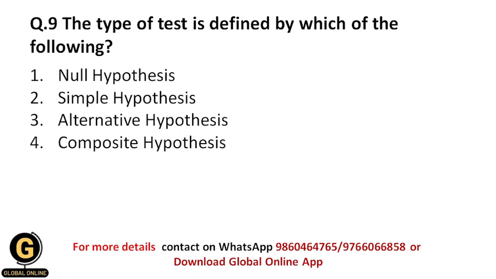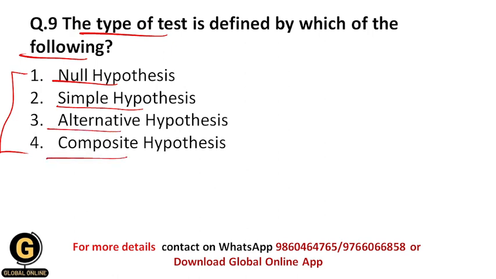The type of test is defined by which of the following? So from which of the following hypothesis types is the type of test defined? Type of test means what kind of test you are going to do in your whole research process is defined, and as well what kind of variables there will be, what kind of relationship between the variables there will be, we are going to define. So whether it is null hypothesis, simple hypothesis, alternative hypothesis or composite hypothesis.